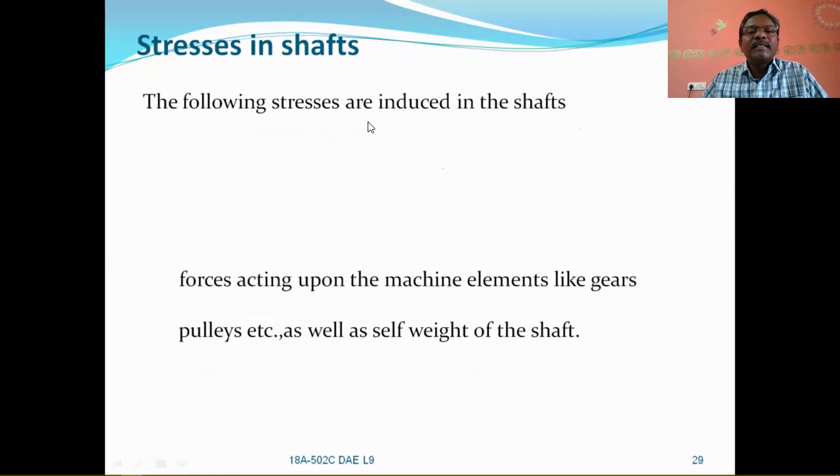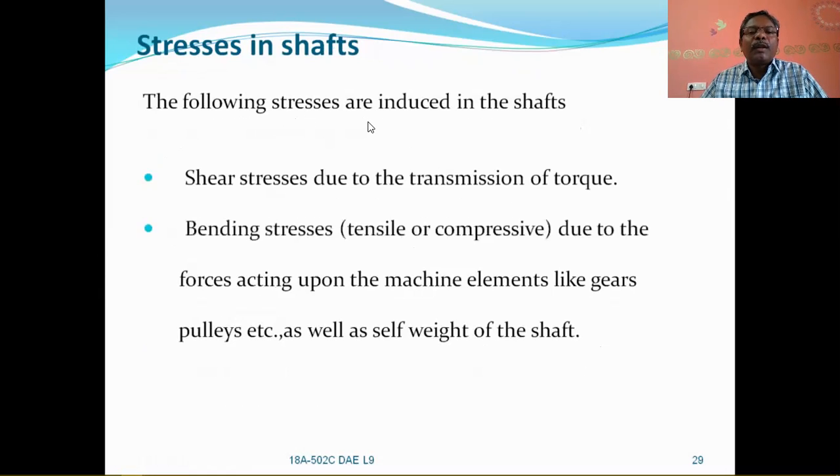The following stresses are induced in the shafts. Number one is shear stresses due to power transmission. That means torque transmission. Due to the rotation, torque is induced, or a twisting moment is there. Due to the twisting moment of the torque, torsional shear stresses are induced.